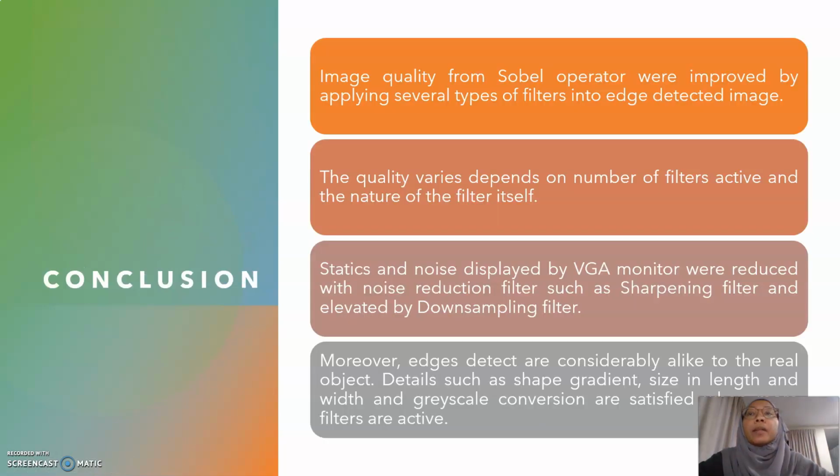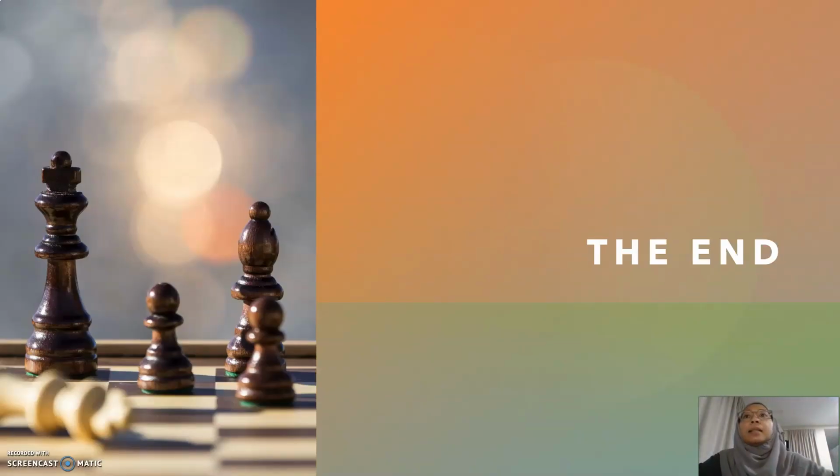In conclusion, image quality from the Sobel operator will improve by applying several types of filters to each detected image. The quality varies depending on the number of active filters and the nature of the filters themselves. Static and noise displayed by the VGA monitor were reduced with noise reduction filters such as the sharpening filter and also the downsampling filter. Moreover, each detection is considerably alike to the real object. Details such as shape, gradient, size in length and width, and grayscale conversion are satisfied when most filters are active. That's all for me.